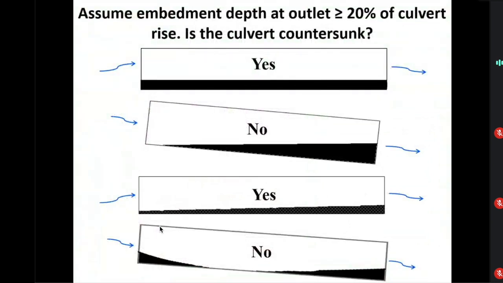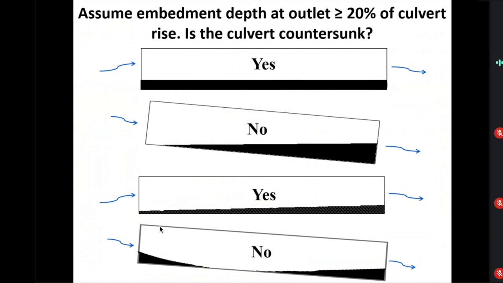This is one to really try to take a little photo memory of. The second one is pretty clear because you wouldn't have any sediment at the inlet. This is the flow. It's like, well, not countersunk. I can see the bottom of the pipe right here. But you can have times like this bottom one where it says no, where you see sediment here, you see sediment there. Again, it's a good idea to have a flashlight where possible. If you can see that there's exposed invert on the inside of the pipe, it is not countersunk.